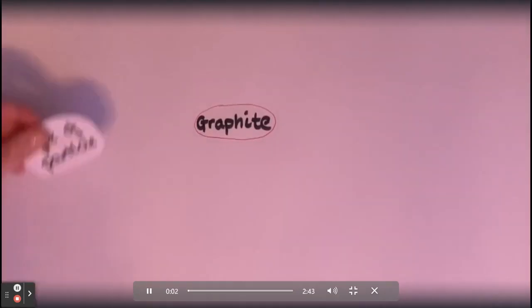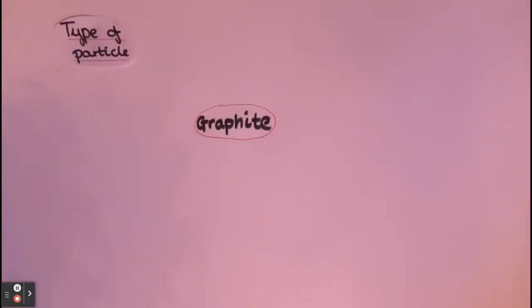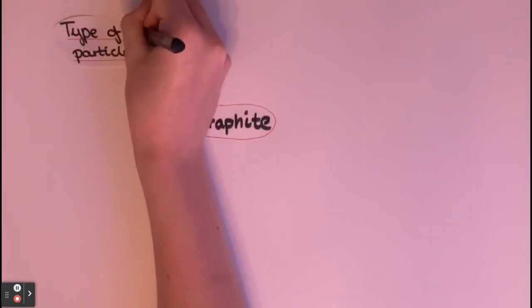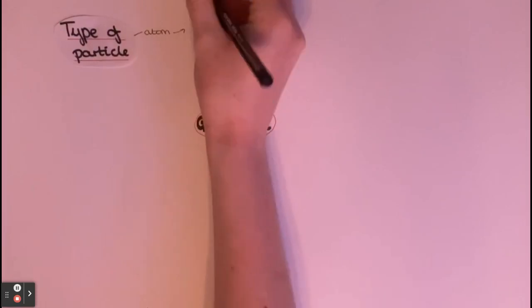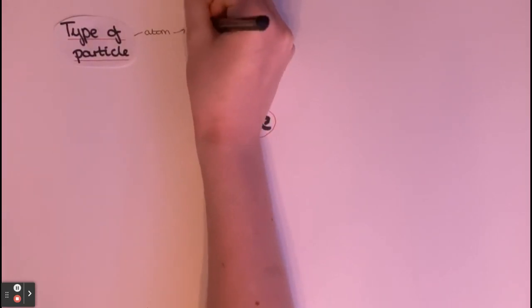Completed our presentation on graphite. The type of particle in graphite is an atom because the atoms form covalent bonds, so the electrons are only shared, not lost or gained to form a charged ion.